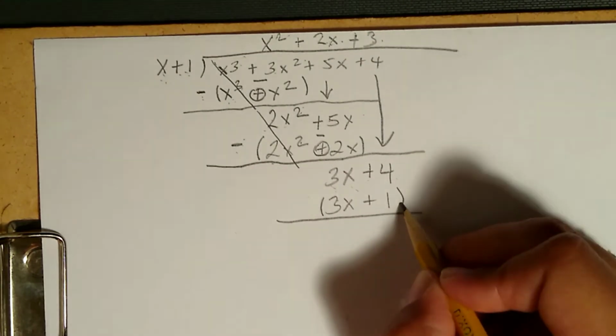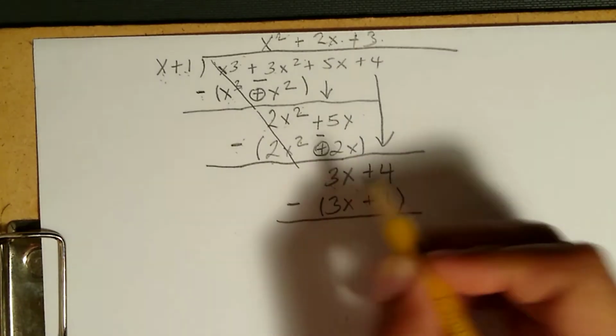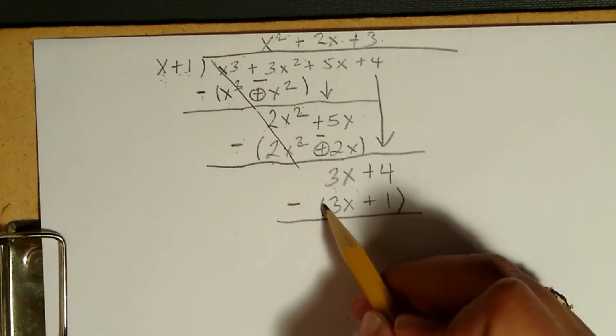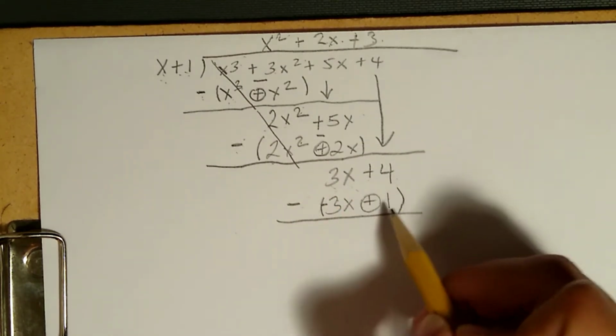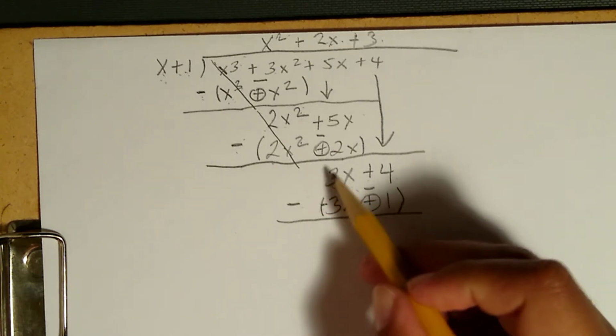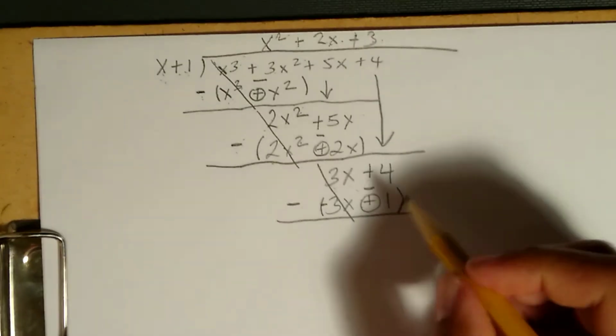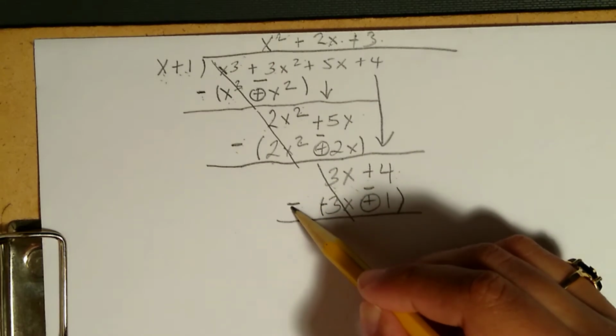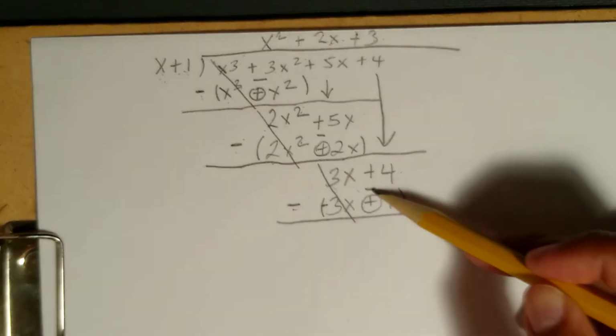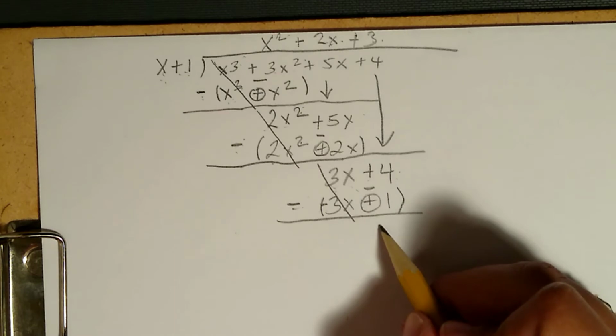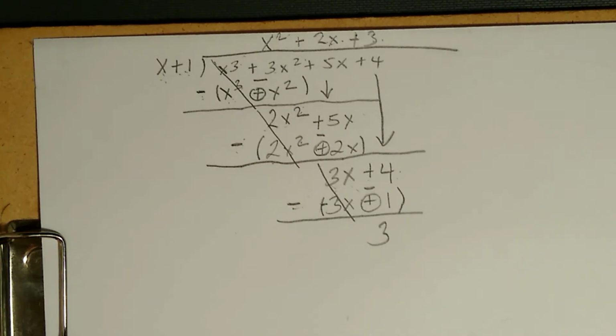Parentheses, don't forget to switch the signs here. We're subtracting. This here becomes negative 3. This here changes, negative 1. Now this cancels. 4 minus negative 1 will give you 3. So we'll have a remainder of 3.